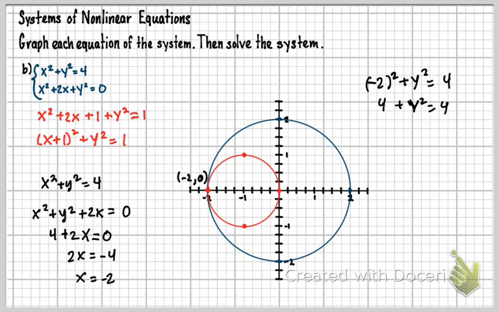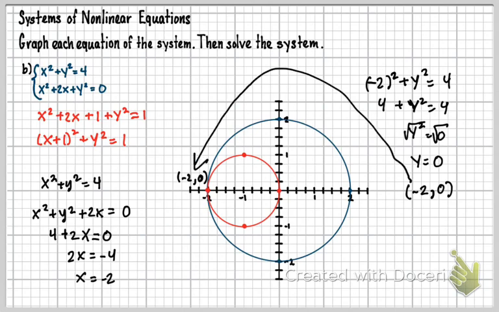I move the 4 over, so I subtract 4 from both sides. So y squared equals 0, and then I square root both sides. And then y equals plus or minus 0, which really is just 0. So the ordered pair then is going to be negative 2, 0. And that's the only one. And notice what we ended up with here. That's negative 2, 0. So that's our answer for this one.